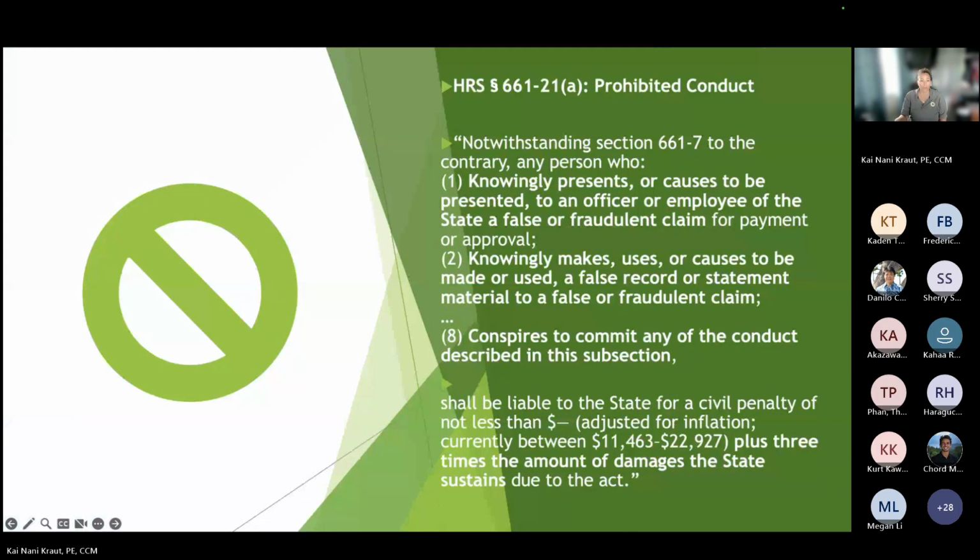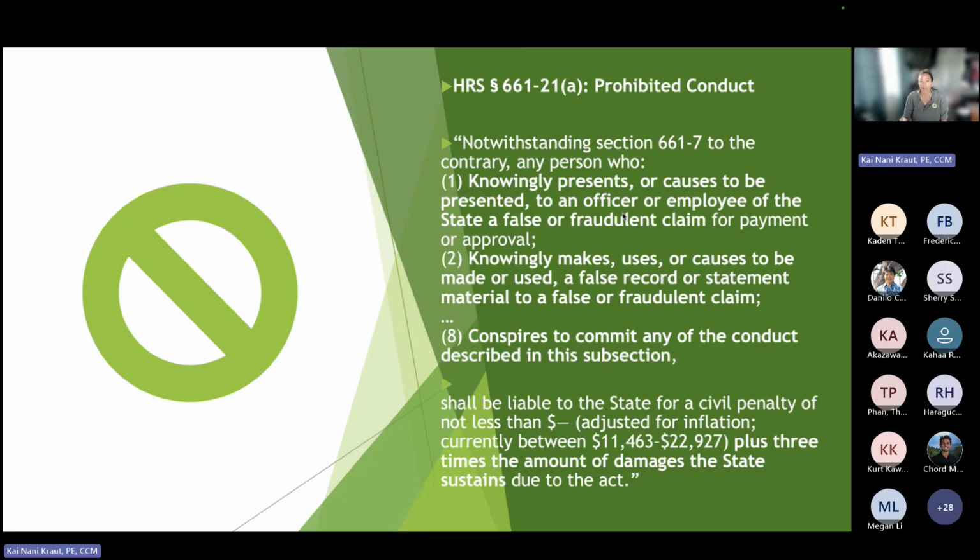Okay. Prohibited conduct. So again, I wanted to make sure. I was talking to Daryl the other day and he's like, if it's not written, I don't know. So I wanted to provide that. This is the False Claims Act, the state law. So that applies to every contract you guys do.